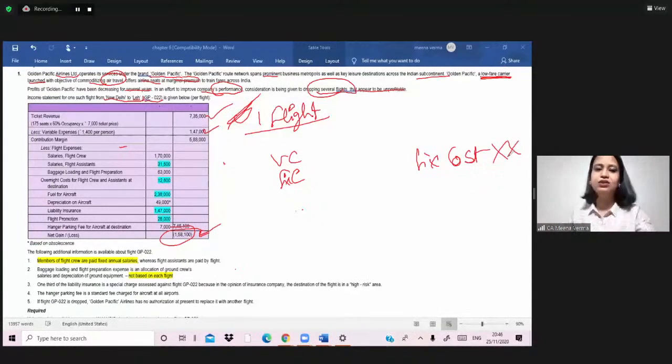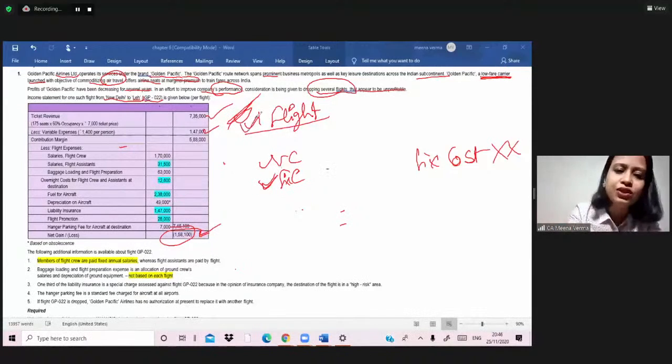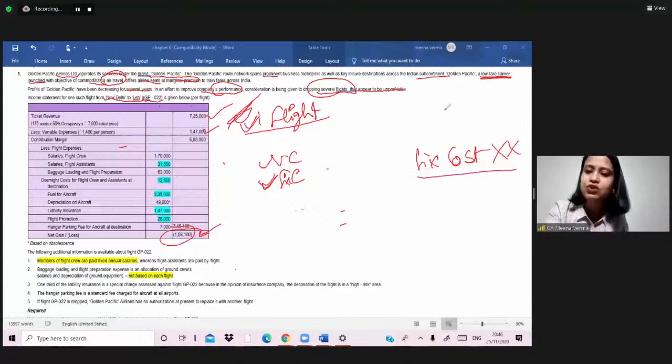We have already discussed there are two types of fixed costs: the fixed cost for the entire organization and the fixed cost related to that particular flight. So we will consider all the variable costs related to this flight, and all the fixed costs related to this flight. And what will we not consider here? We will not consider the fixed cost of the entire organization.